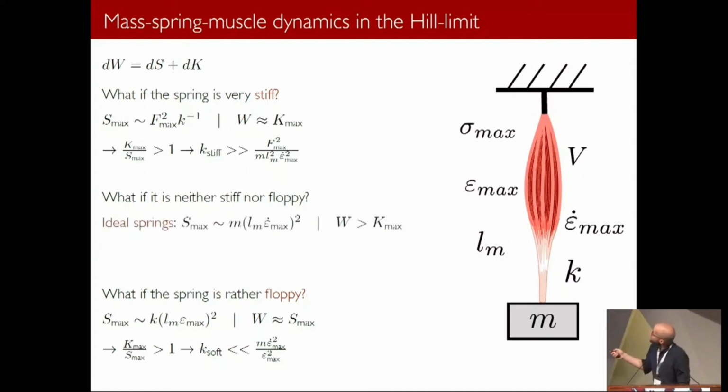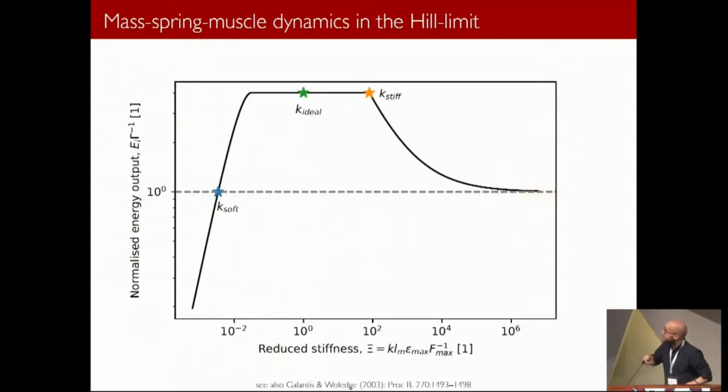And at that point, the energy in the spring must be exactly equal to the kinetic energy capacity of the muscle. So you do more work than you can do without that spring. And you can say that the spring stiffness has to fall between these two extremes of a very stiff or a very soft spring. Now, you can calculate this all exactly, and you can plot something like the energy output that your muscle can produce compared to the stiffness of that spring.